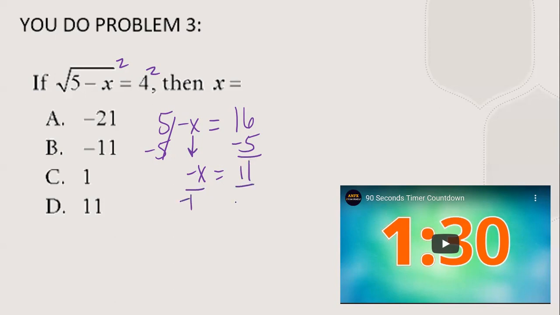Divide by -1. And a negative divided by a positive makes a -11. So the answer is B.